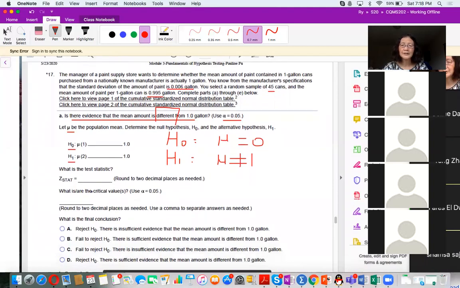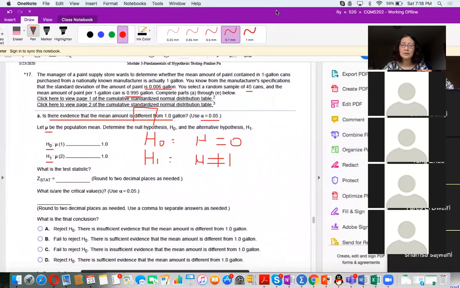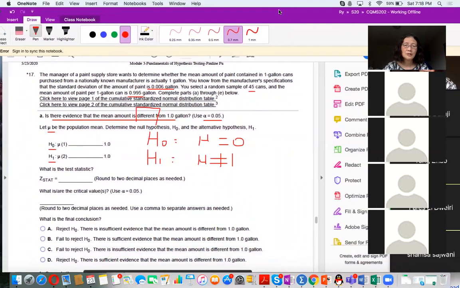Next, what is the test statistic Z? Okay, test statistic Z formula: sample mean X bar minus population mean mu divided by population standard deviation over square root of sample size. Okay, so what is sample mean? See, sample mean is 0.995. So you type in 0.995. That is sample mean.